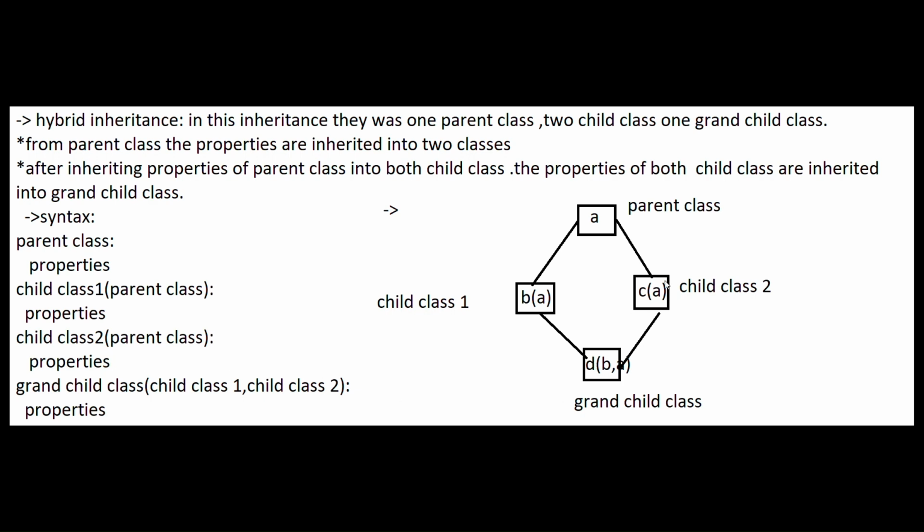While we see the definition, let us assume a parent class with the name A, child class 1 with the name B, child class 2 with the name C and the grandchild class with the name D. The properties of the parent class are going to be inherited in both child class 1 and child class 2. After inheriting, the properties of child class 1 and child class 2 are going to be inherited in the grandchild class, so we can write it as D of B comma A. For better understanding, we will see a sample program.